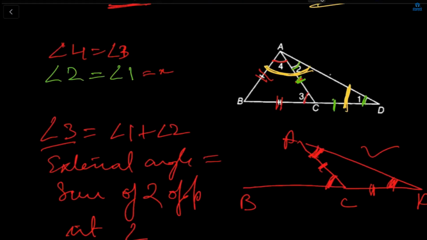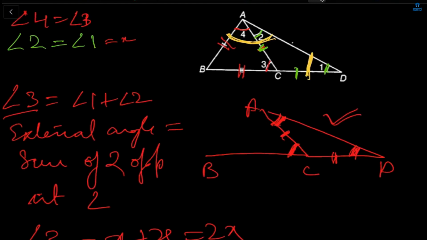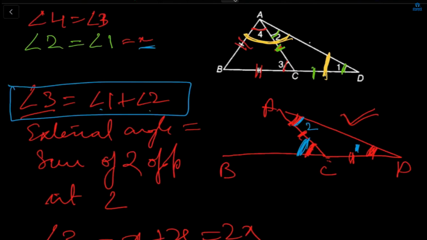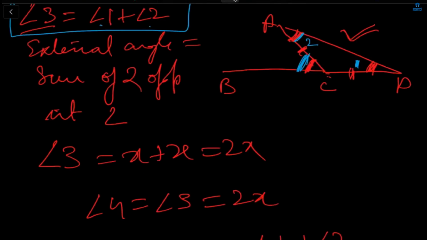Now, if you see this portion, only this much portion, I have tick marked. For triangle ACD, if you extend C till B, so ACB, with another pen I'm using, this ACB is an exterior angle for this triangle ACD. So exterior angle is equal to the sum of two opposite interior angles. The two opposite interior angles are angle 2 and angle 1. So angle 3 will be equal to angle 1 plus angle 2. Now we know that angle 1 and angle 2 are equal and we have assumed it to be x. So we can write angle 3 is equal to x plus x, that is 2x.